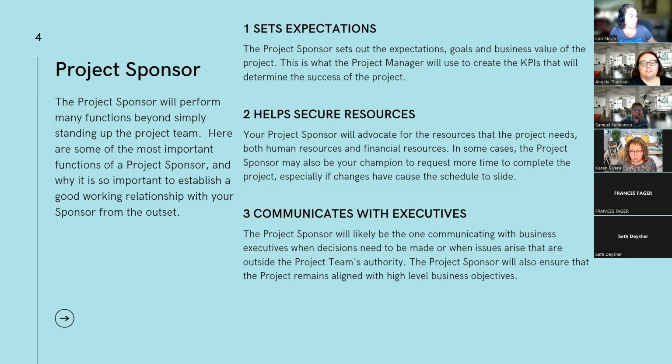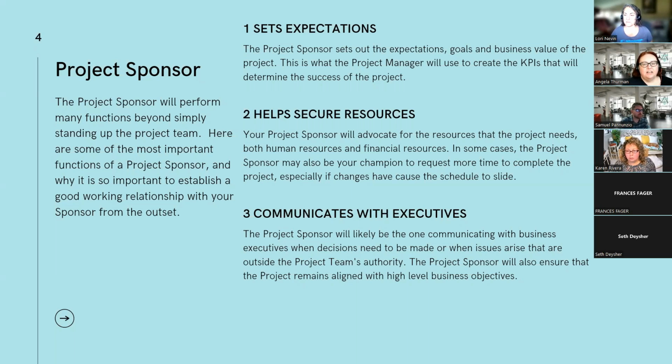Again, the project sponsor secures the resources that the project team needs. And so this could be human resources, financial resources, other types of capital. And in some cases, the project sponsor may also be needed to help you champion some type of request. So that could be additional budget, or it could be more time to complete the project if some sort of changes have caused your schedule to slide.